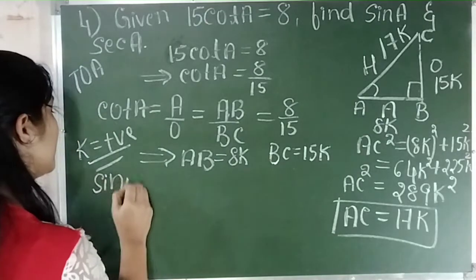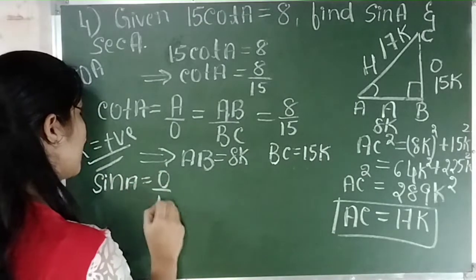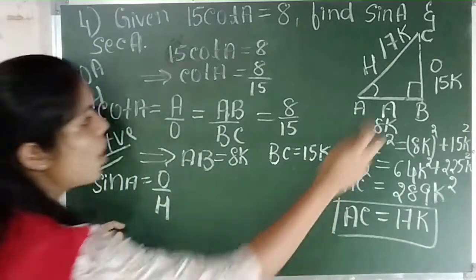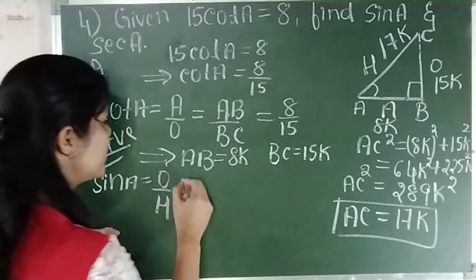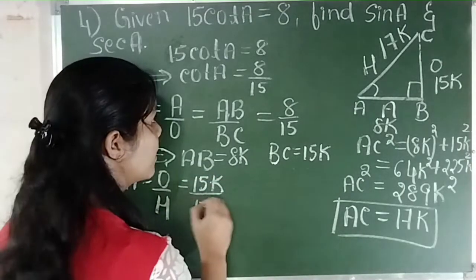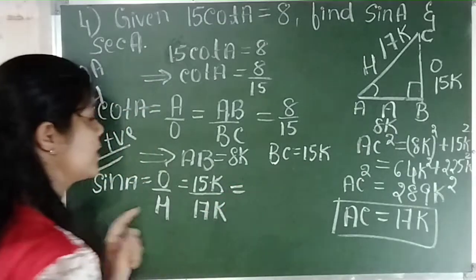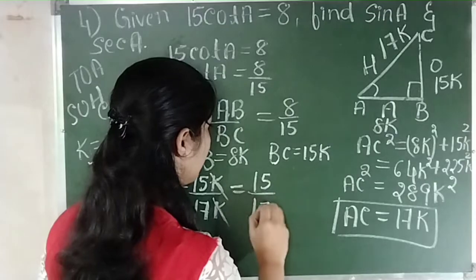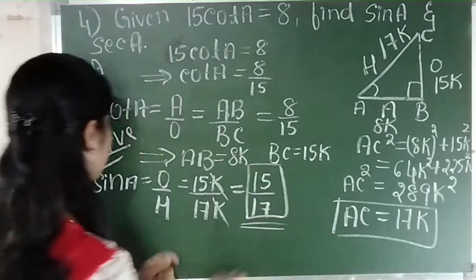Now we have to find the value of sin A. So sin A is opposite by hypotenuse, right? So opposite by hypotenuse. Opposite side is BC. The value is equal to 15K and the hypotenuse is AC, that is equal to 17K. K and K cancel. Final value is 15 by 17.